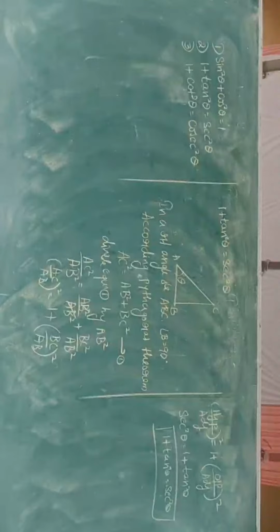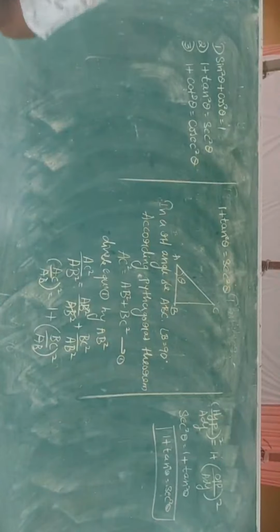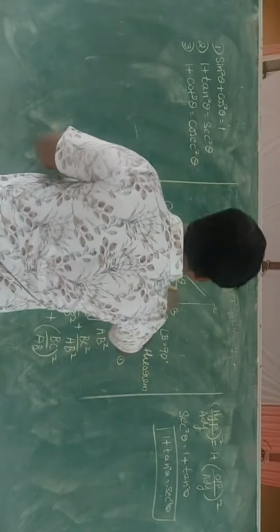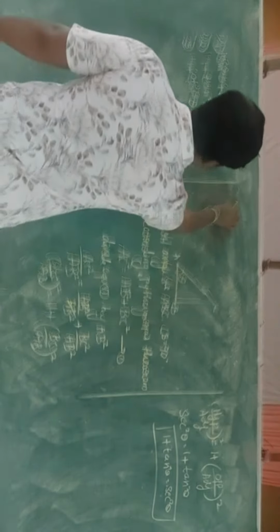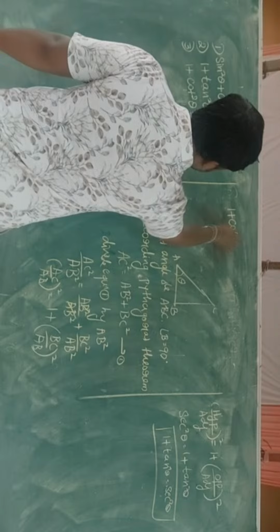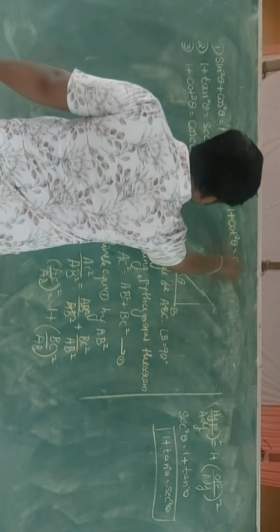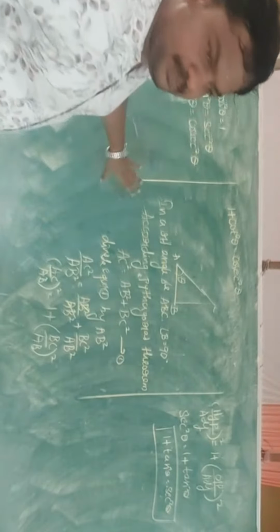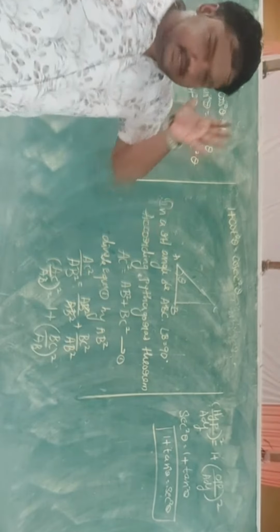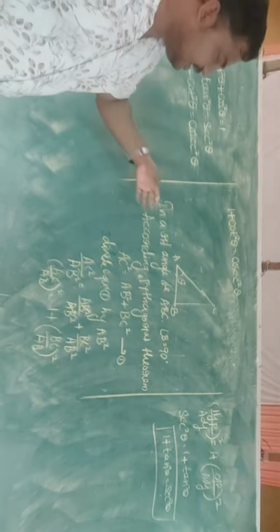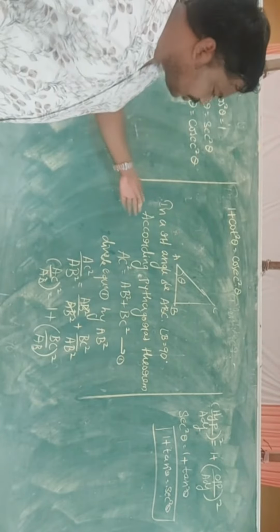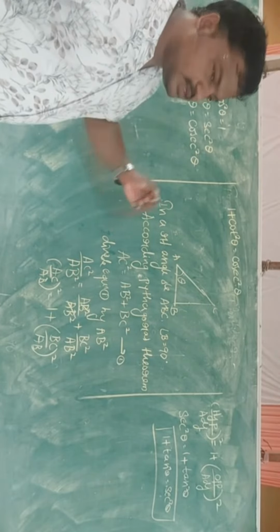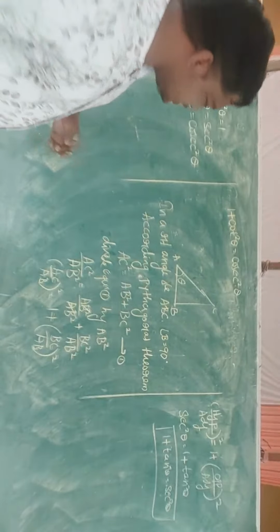Yes, next, the third one: 1 plus cot square theta is equal to cosec square theta. Third identity. The explanation is the same. In a right angle triangle ABC, angle B is equal to 90 degrees and theta is formed at A. According to Pythagoras theorem, AC square is equal to AB square plus BC square.